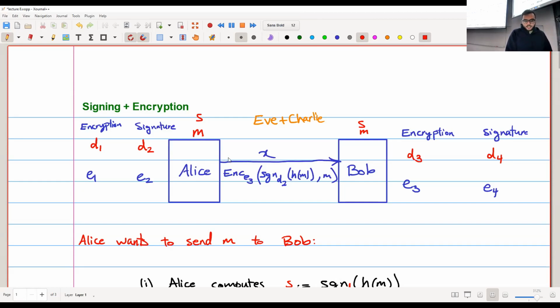Okay. So this is basically the encryption of both S and M. And so Bob can decrypt and he gets both S and M. But these are still secrets. So Eve and Charlie don't know either S or M.